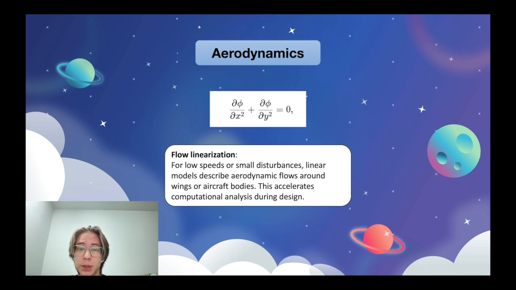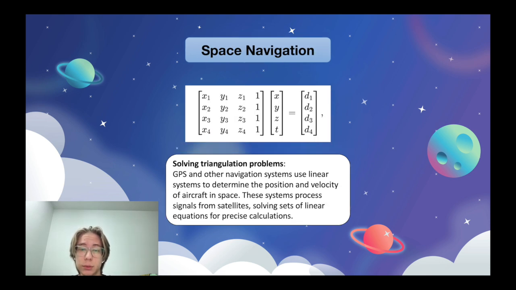Next slide is about space navigation. It can help with solving triangulation problems. GPS and other navigation systems use linear systems to determine the position and velocity of aircraft in space. This system processes signals from satellites, solving sets of linear equations for the precise calculation. For example, determining the position of a spacecraft using GPS.